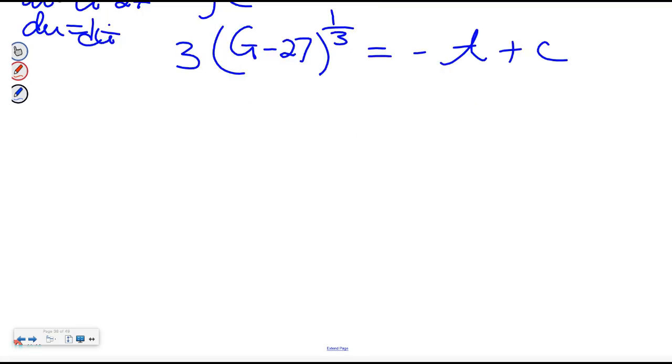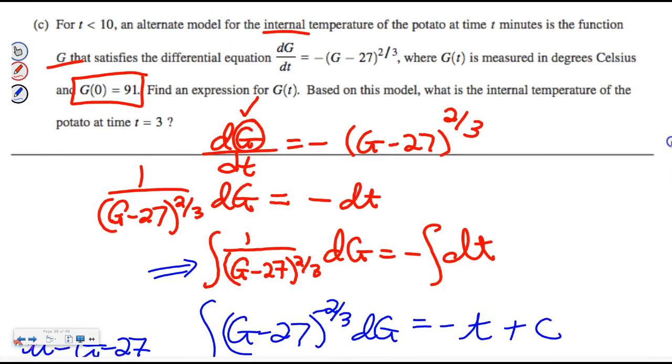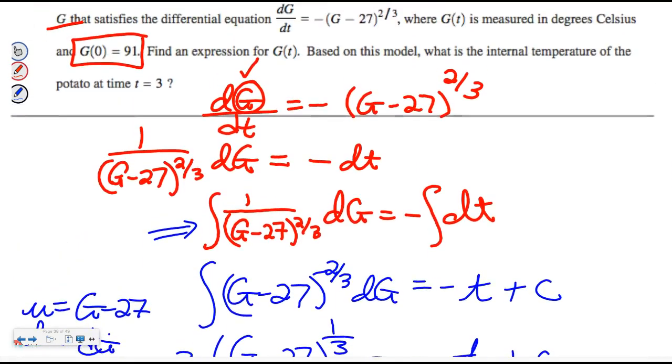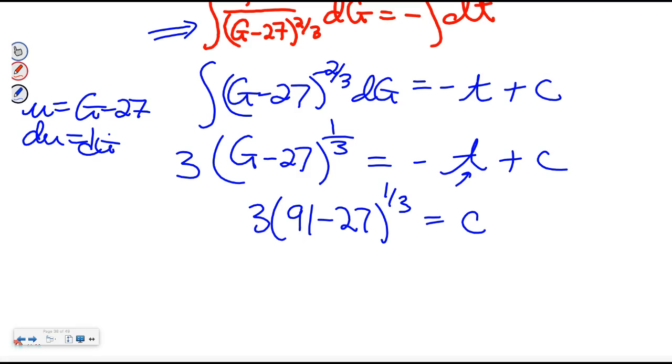Maybe now would be a good time to go find the C. So let's go back to the initial condition, which I forgot. When you plug in a 0 for t, you're supposed to get 91 out for the internal temperature. So I'm going to indent. I get a 91 out. Remember, g is the temperature at time t. So when t is 0, this would be C.